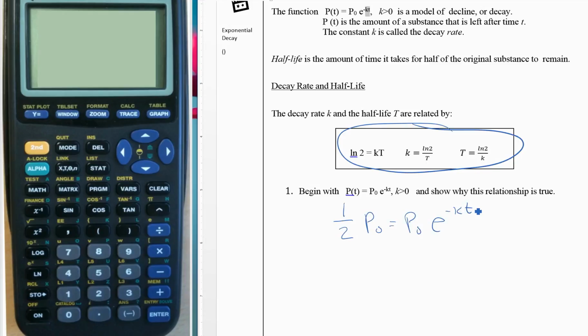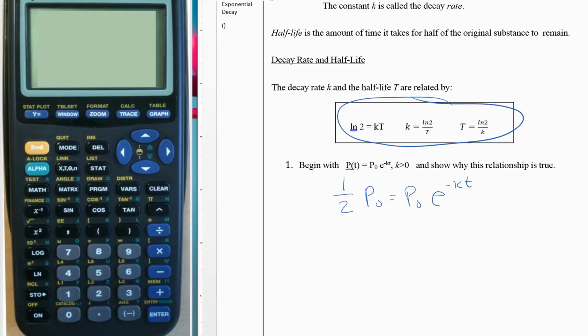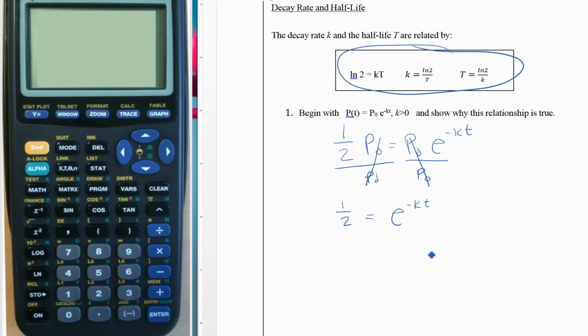And just like with doubling time, the very first thing we're going to do is divide both sides by P0. So we'd have 1/2 equals e to the negative kt. Well, if we take natural log of both sides, we'd have natural log of 1/2 equals natural log of e to the negative kt. And remember, natural log and e cancel each other out, so we're going to have natural log of 1/2 equals negative kt.